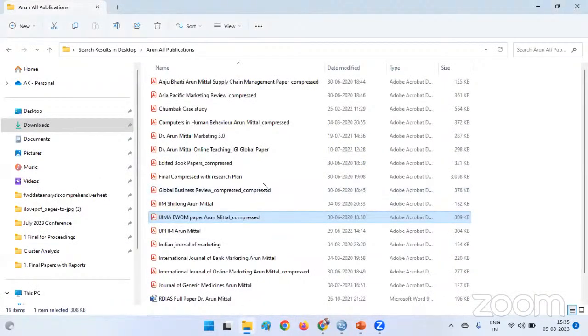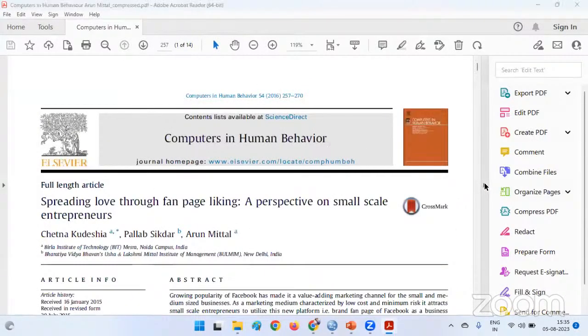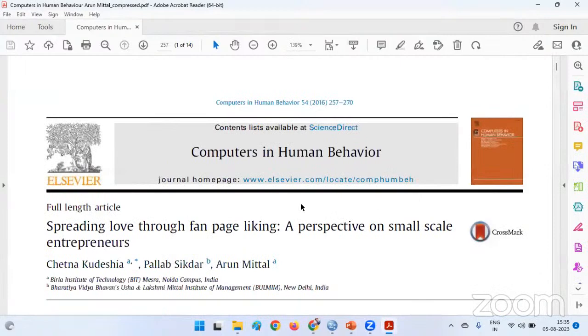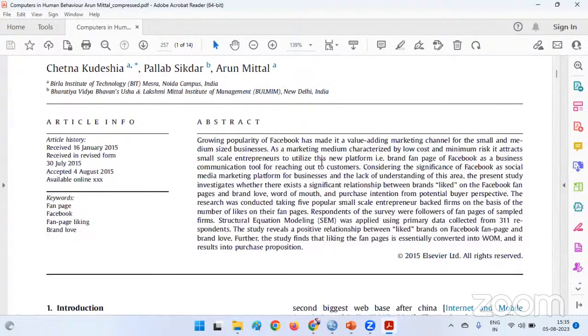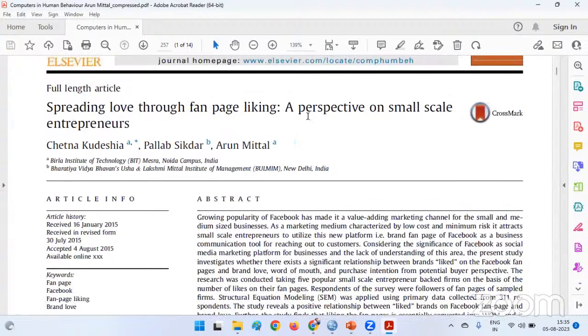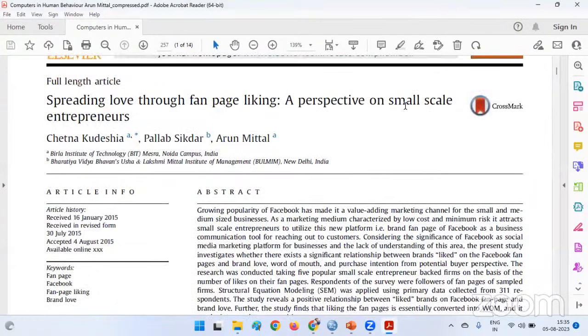So we'll see some more papers, like this is my best paper, Computers in Human Behavior. Now if you see, this journal is now a 10 plus impact factor. It's an Elsevier journal. So we were 3 authors in that, and you see the title is very crisp: Spreading Love Through Fan Page Liking, a Perspective on Small Scale Entrepreneurs. I have not given any theory, any model, any statistical technique in the title, so that is optional.